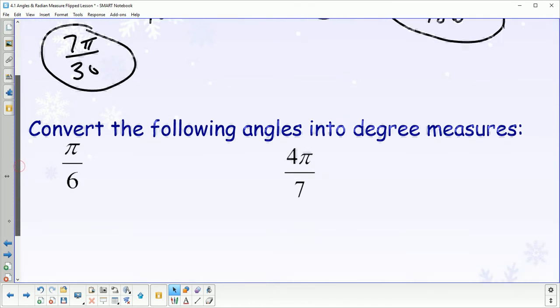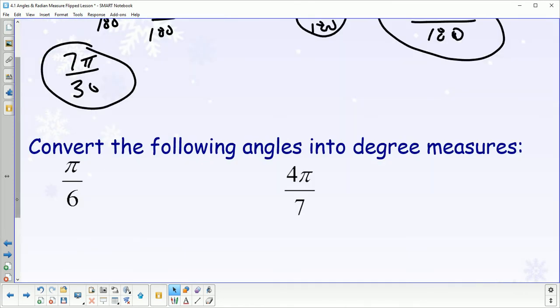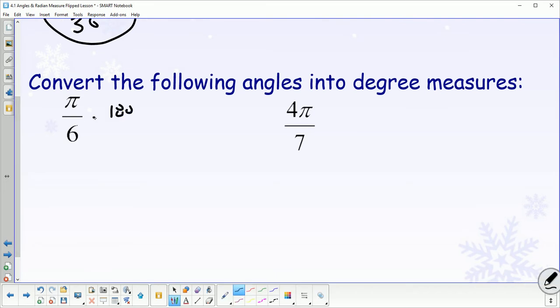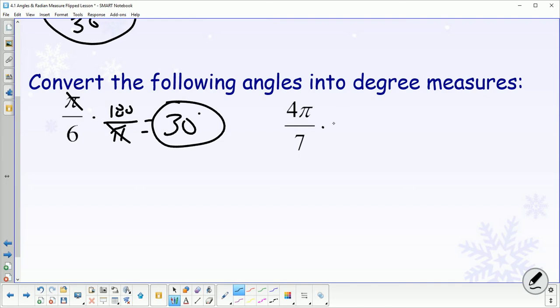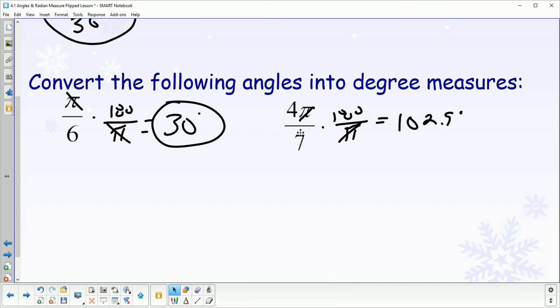Now, vice versa, when you're going from radians to degrees, we're going to multiply by 180 over pi. And what should happen here pretty much every time is your pi's should cancel out. So we have 180 over 6, which is going to give us 30 degrees. Okay, likewise, times 180 over pi, your pi's should cancel out. So if we multiply that, 4 over 7 times 180, you should get 102.9 degrees. So big thing on this one: radians to degrees, 180 over pi.